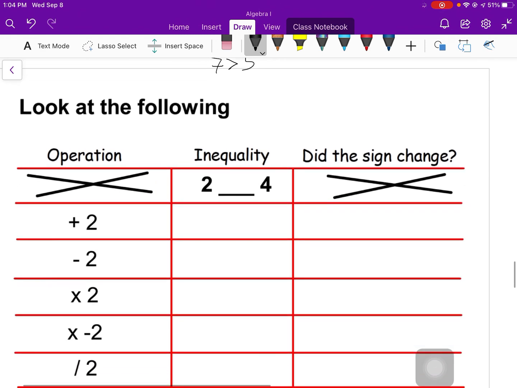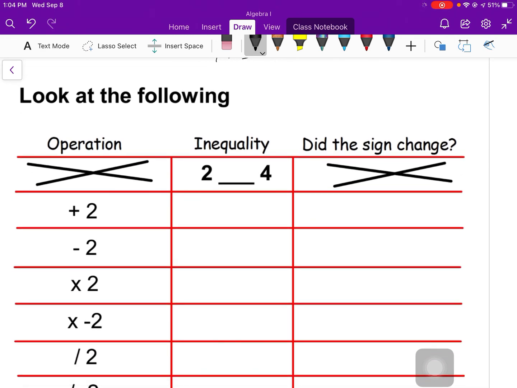Okay, so a little exercise on what you can do with inequalities and what's going to happen. If I've got, let's say, 2 is less than 4, this is true. I'm going to add 2 to both sides. I got 4 on the left side, and I've got 6 on the right side. Does the sign change direction? Nope. Okay, I'll go back and take away 2 from the very original. So 2 minus 2 is 0, and 4 minus 2 is 2. Still, it goes that way. So no, the sign did not change.